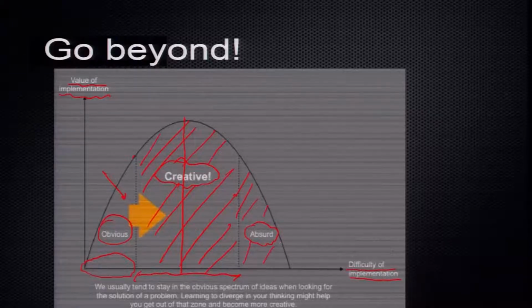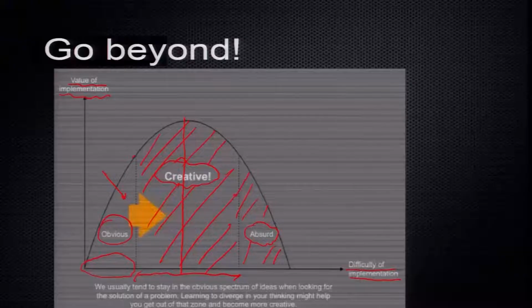So, ideas should be generated probably where the value of implementation is high and the difficulty level is relatively low, or where the difficulty is slightly higher and the value is low, or the value is very low and the difficulty is very high, but still there exists an idea. So, all these ideas need to be taken forward for the whole brainstorming process and the idea generation to work out well.